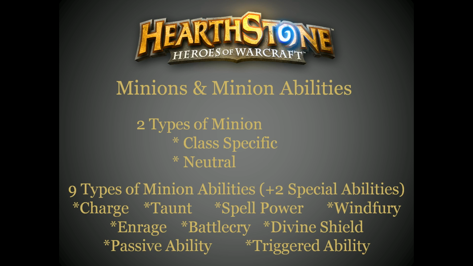There are 9 different types of minion abilities, plus 2 special abilities which we will go over at the end. These abilities are Charge, Taunt, Spell Power, Windfury, Enrage, Battlecry, Divine Shield, passive abilities, and triggered abilities.